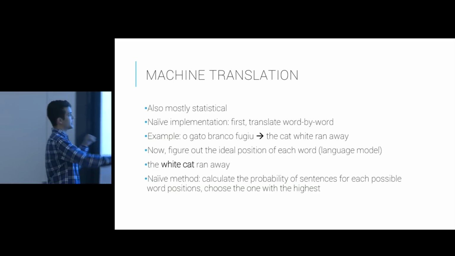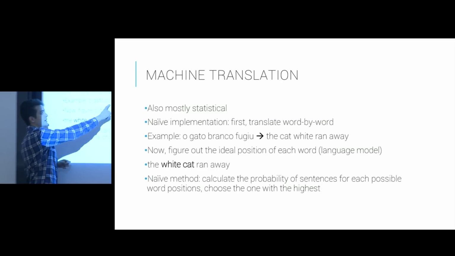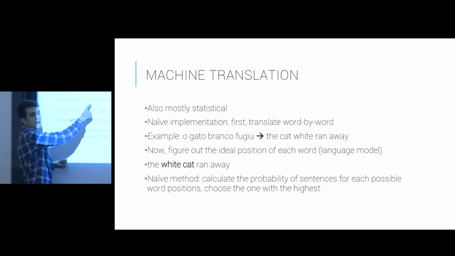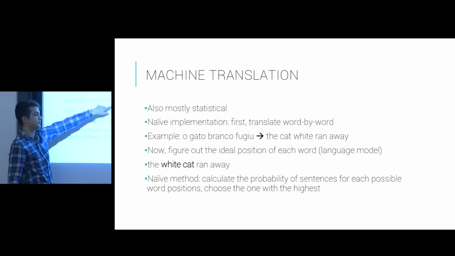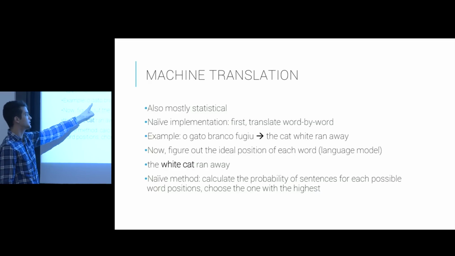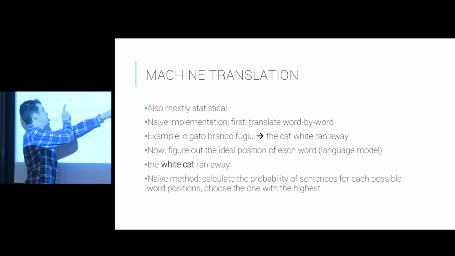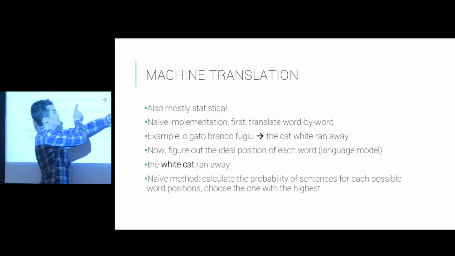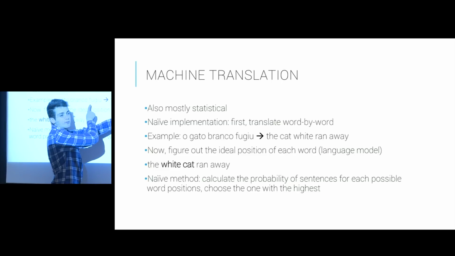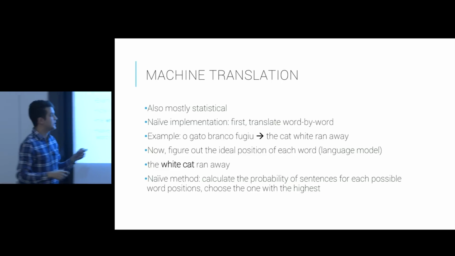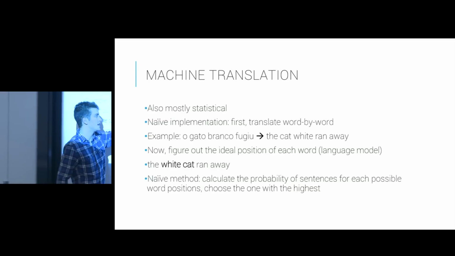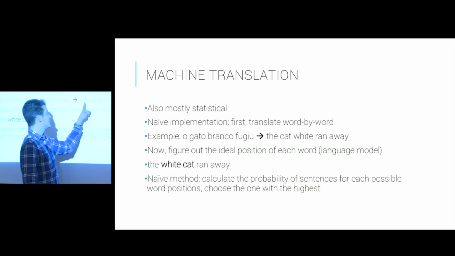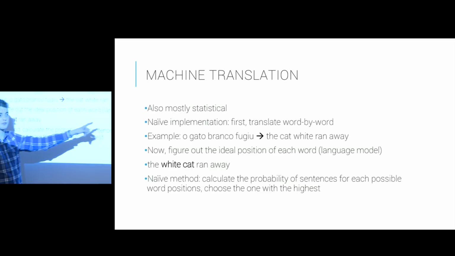So if I wanted to translate this, "o gato branco fugiu," which means "the white cat ran away," from Portuguese to English, what I could do is first translate word by word. So "o" is "the," "gato" is "cat," "branco" is "white," and "fugiu" is "ran away." Then I have all the words here, but they're not in order. It's like "the cat white ran away," which is ungrammatical.